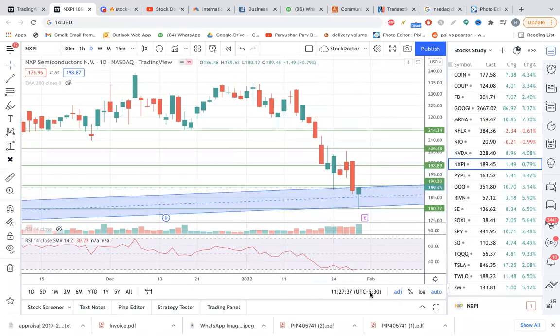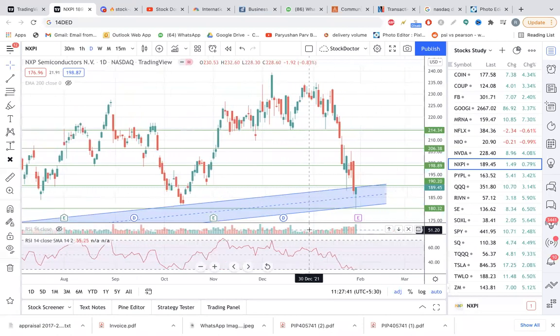If earning numbers come good, then this stock is going to go back towards 199, 206 levels and 214 levels. Okay, and the stock has a support near 180. Once it starts trading below 180, then downside can come in this stock.